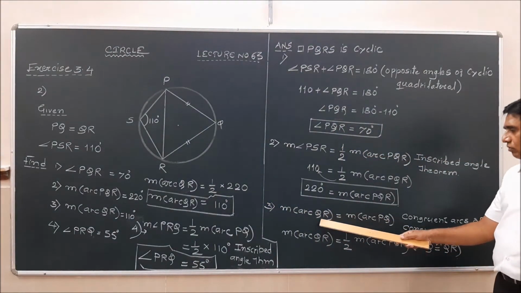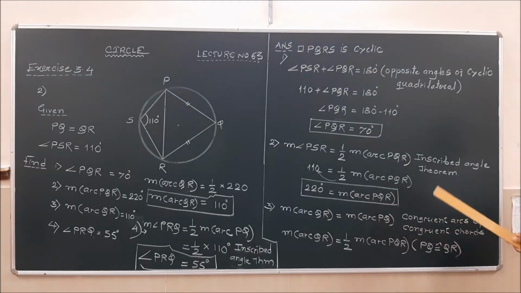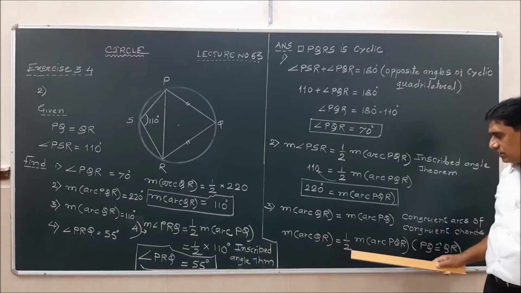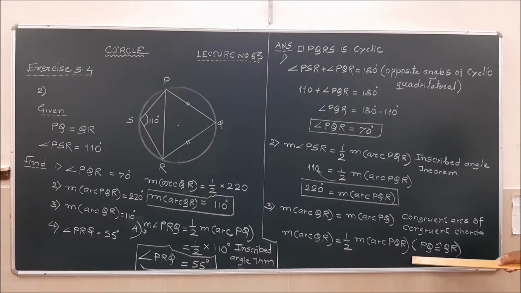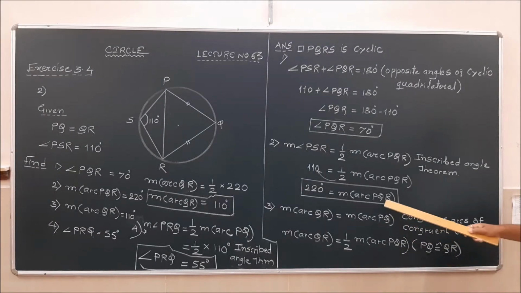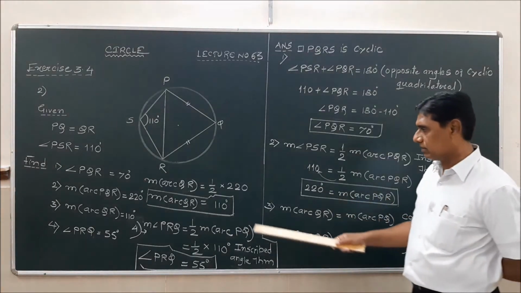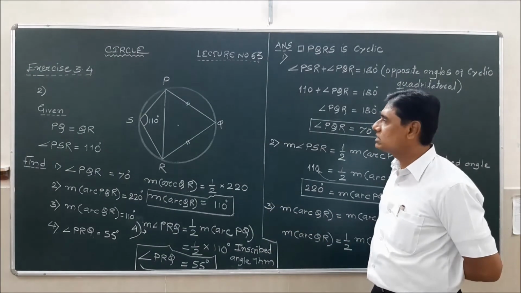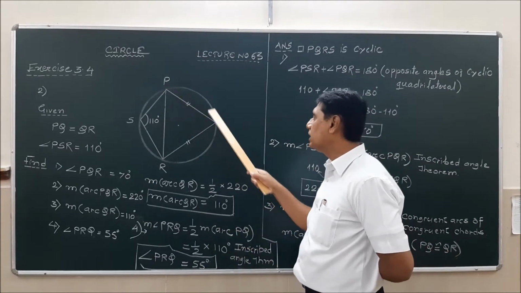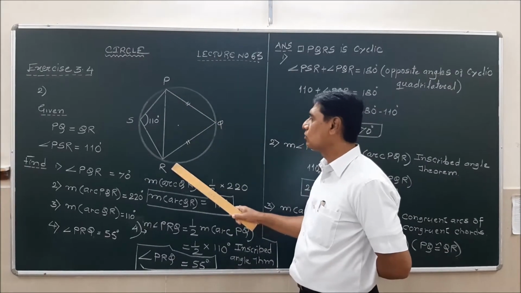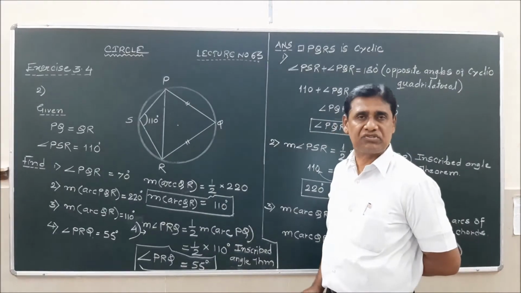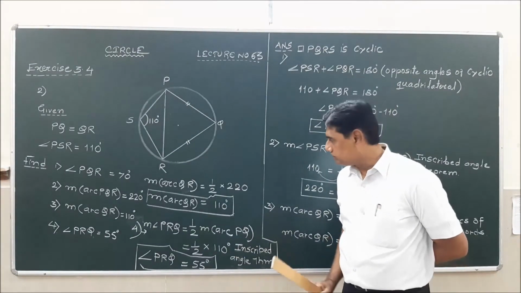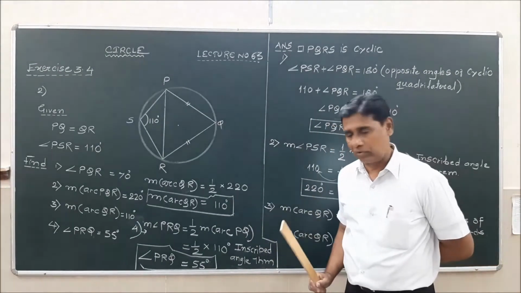So measure arc QR is equal to measure arc PQ, congruent arcs of congruent chords, and therefore measure arc QR is equal to half the measure arc PQR, but PQR is 220. So you will find here half into 220 is how much? 110. So this is how you will find arc PQ as well as arc QR are 110 each. Clear?